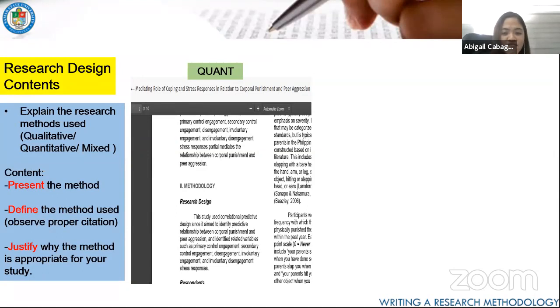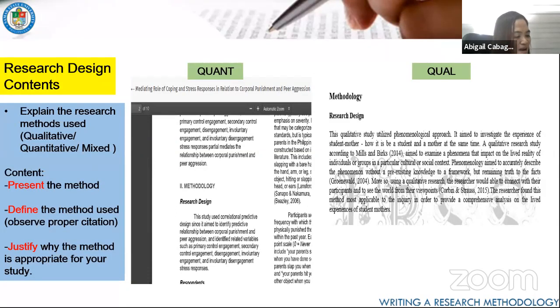For the qualitative part, I'm using my paper entitled Motherhood and Studenthood, Lived Experiences of a College Student Mother. This was also published in International Review of Social Sciences. So if you can notice, I also put it here.